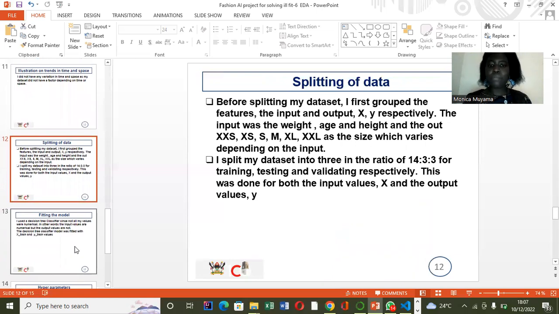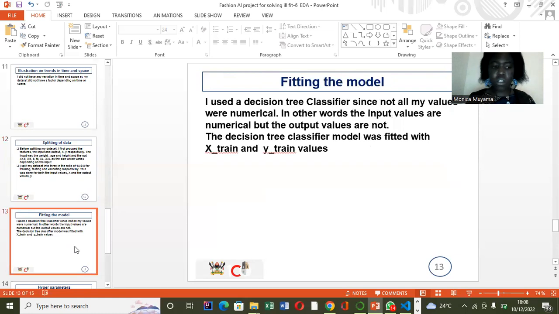Splitting my data. Before splitting my data, I first grouped the features, the input and output, X and Y respectively. The input was the weight, age, and height, and the output, the size, which was in Y, the extra small, small, medium, large, extra large. This way it was got depending on the input that one puts. So I split my data set into 3 in the ratio of 14 to 3 for training, testing, and validating respectively. This was done for both the input values X and the output values Y.